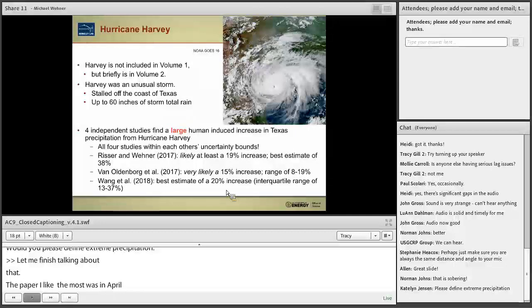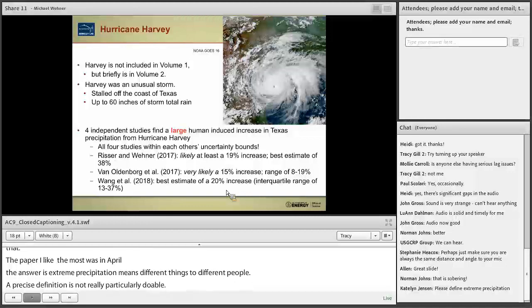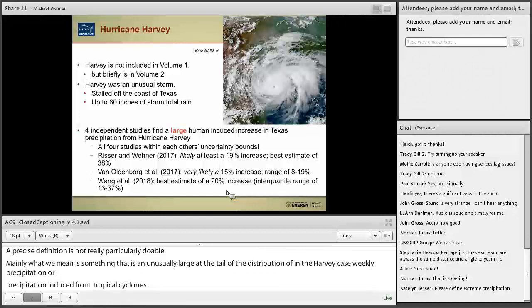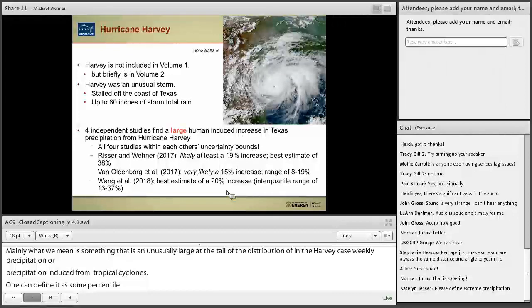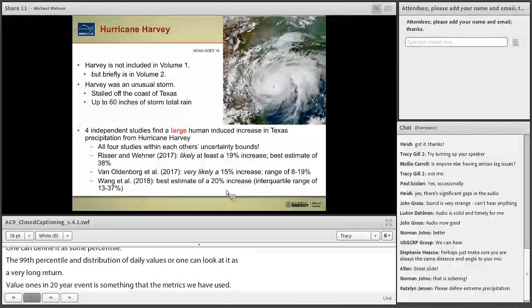A precise definition isn't really particularly doable. Mainly what we mean is something that is unusually large, at the tail of the distribution, of, in the Harvey case, weekly precipitation or precipitation induced from tropical cyclones. So one can define it as some percentile, say the 99th percentile in the distribution of daily values, or one can look at it as a very long return period value. So the once in 20 year event is a metric that we've used. But no, extreme precipitation, unfortunately, is a word that is not precisely defined and means different things in different analyses, I'm afraid.